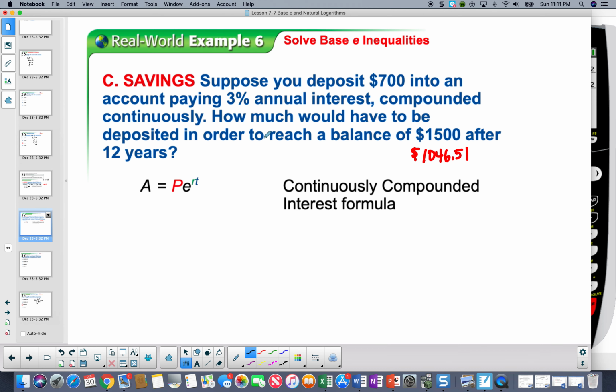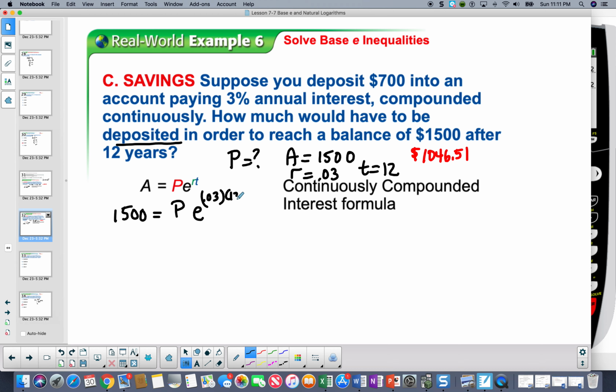Now in this problem, we are being asked how much would you have to deposit. So we don't know what P is, but we do know our amount that we're going to get after we leave it in the bank is $1,500, and we know that R is 0.03, and the time will be 12. So I'm going to write 1,500, I know the amount, I don't know what P is, e, and then this is going to be 0.03 times 12. So now 12 times 0.03, I think I can simplify that, that's 0.36.